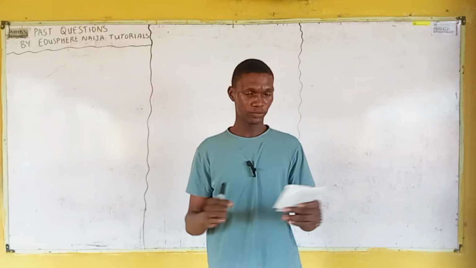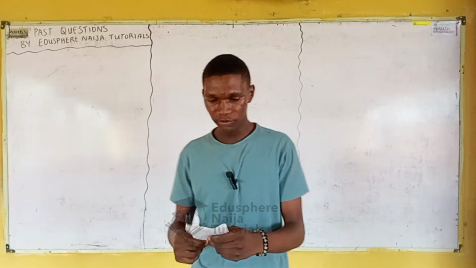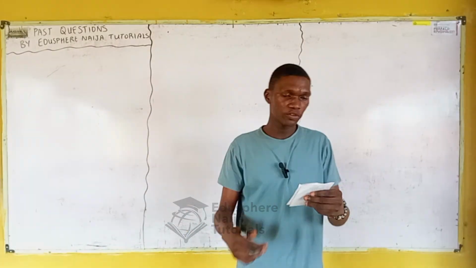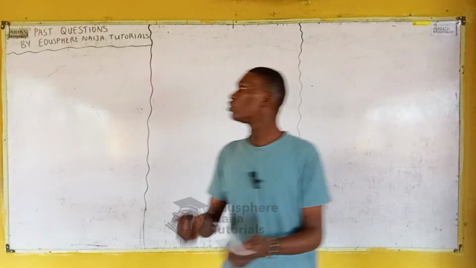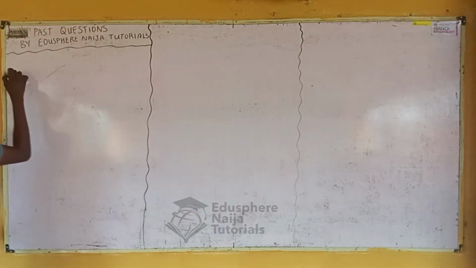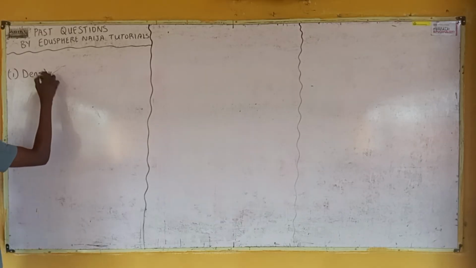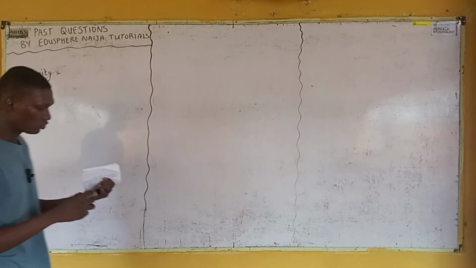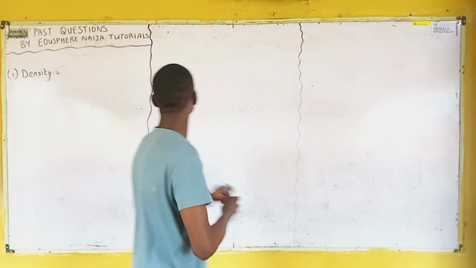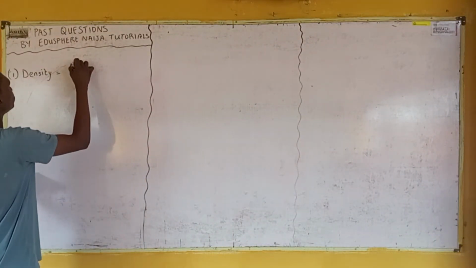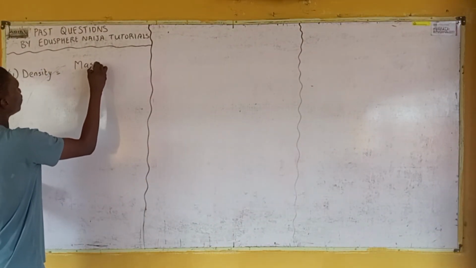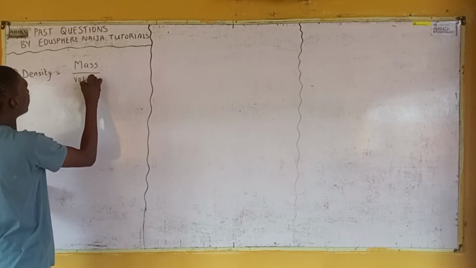Today we'll be solving some past questions. So number one I have with me here is: derive the dimensional formula of the following quantity. The first quantity given is density. The first thing, if you are given this question, is that you have to write out the formula. Writing out the formula for density, we know density is mass over volume.